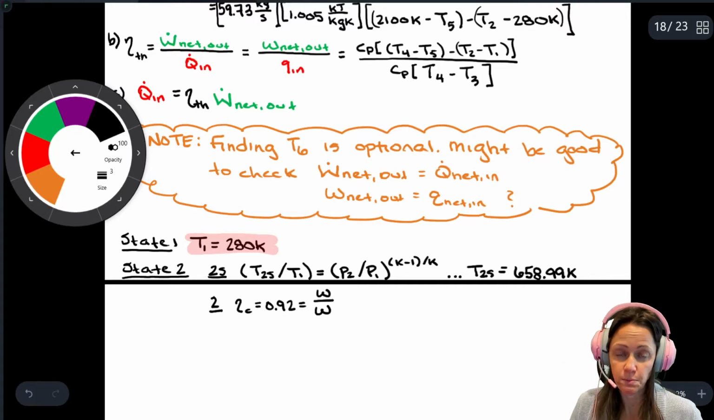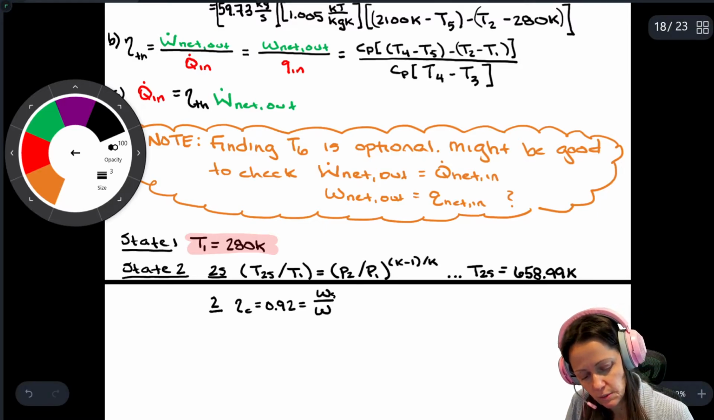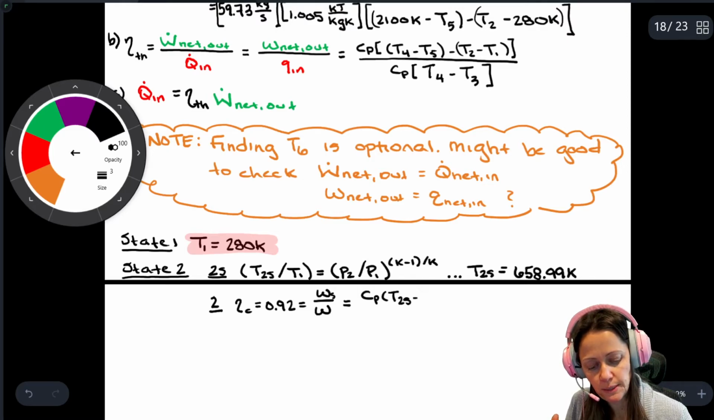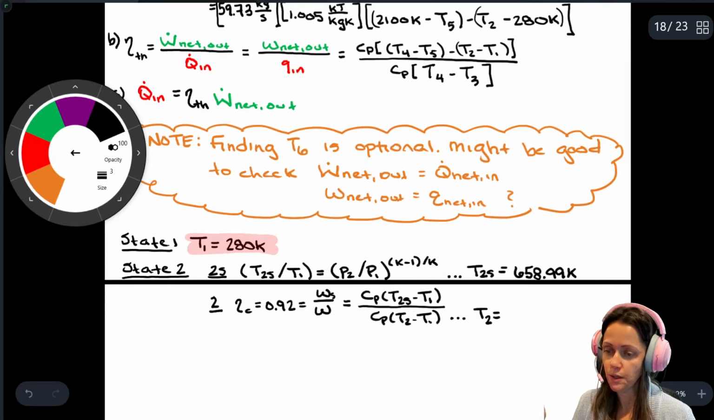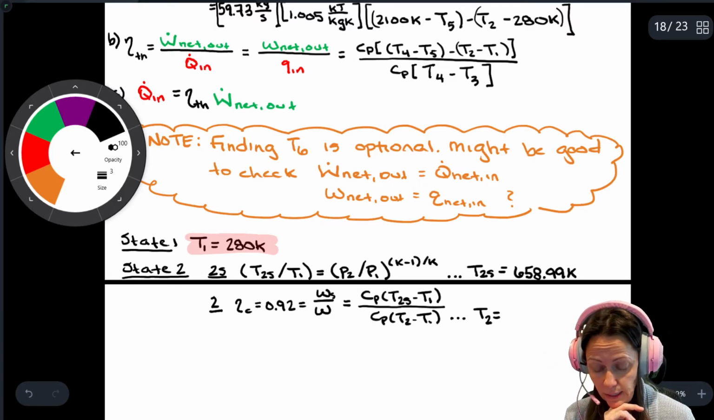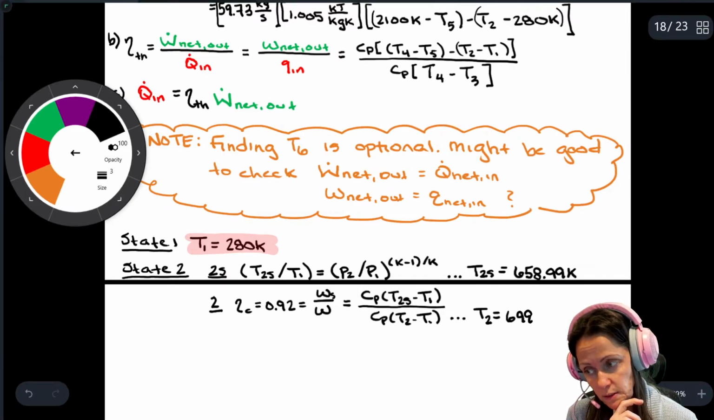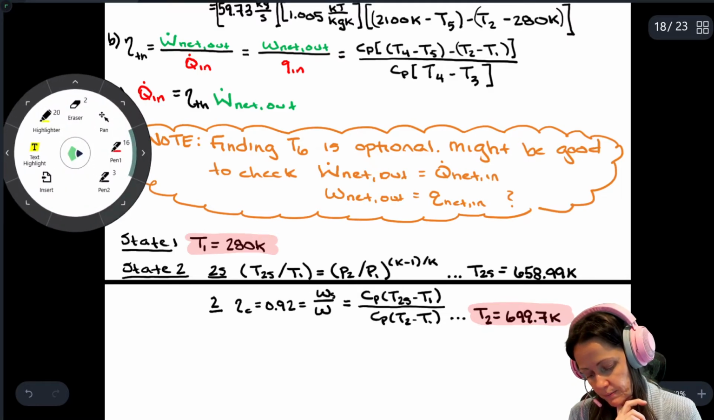The bigger number has to be on the bottom, so you can reason out, well, for a compression process, ideally you put a lot less work into it. So that's going to be the smaller one. So it's going to be CP times T2S minus T1, I'm sorry, over CP times T2 minus T1. So from there we can get our T2, and I got a T2 of 699.7. So that's the number I'm going to be plugging into that equation.